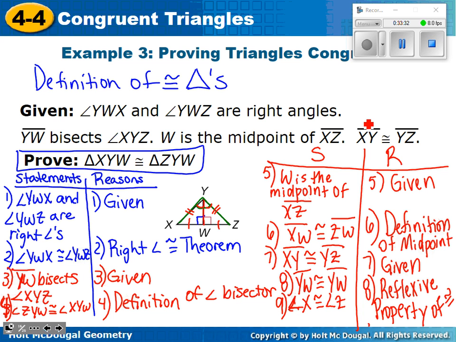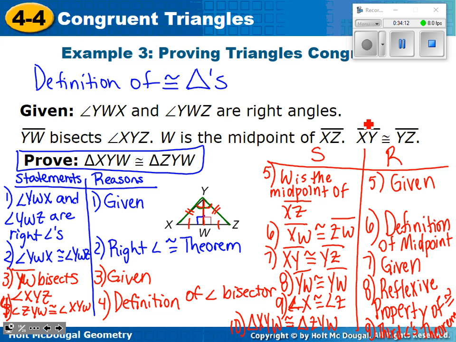And I'm running out of room down here. This is going to say third angles theorem. Are we finished? No, but we only have 1 more step left, right? Because now we have all 6 things, so we're going to list what we're trying to prove. So number 10 should be identical to what's listed by prove. It should never look any different. So it should just be triangle XYW is congruent to triangle ZYW.